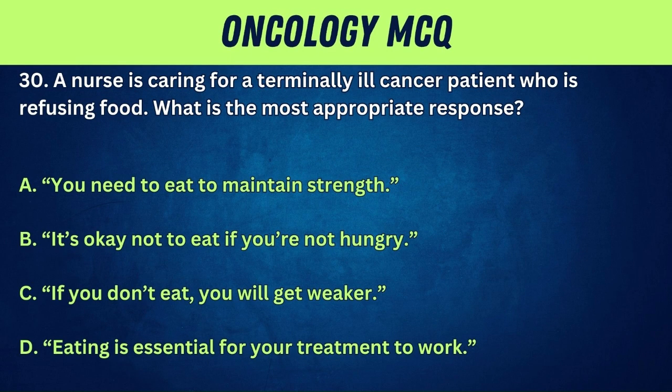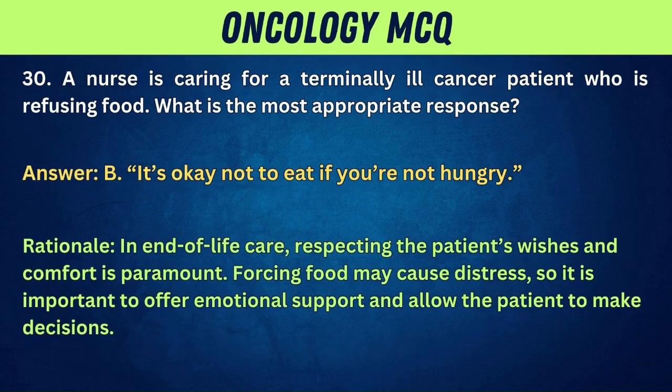30. A nurse is caring for a terminally ill cancer patient who is refusing food. What is the most appropriate response? A. You need to eat to maintain strength. B. It's okay not to eat if you're not hungry. C. If you don't eat, you'll get weaker. D. Eating is essential for your treatment to work.